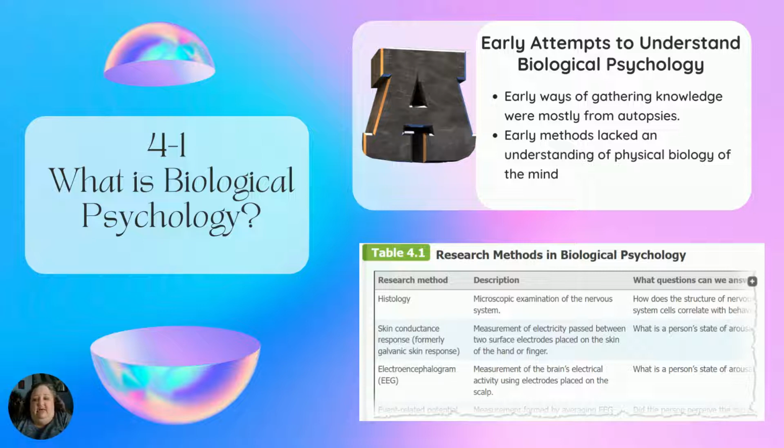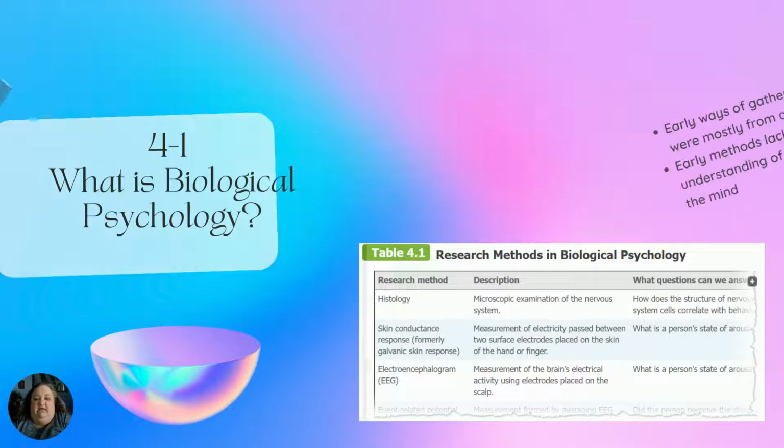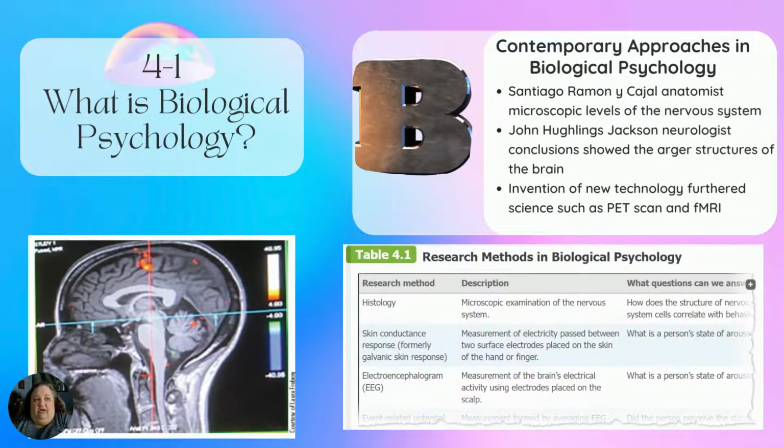Basically, early ways of doing this was mainly through psychology. I'm sorry, not psychology, through autopsy. And then they really lacked a general understanding of the physical biology of the mind, basically what it really looked at. They just did not have a way to analyze that, unfortunately. So that was early attempts.